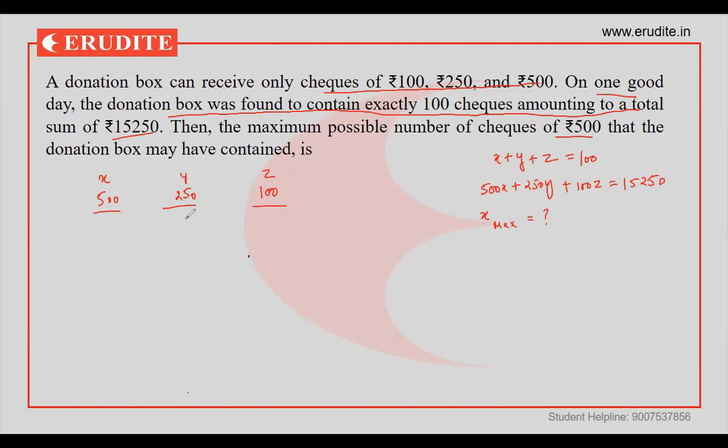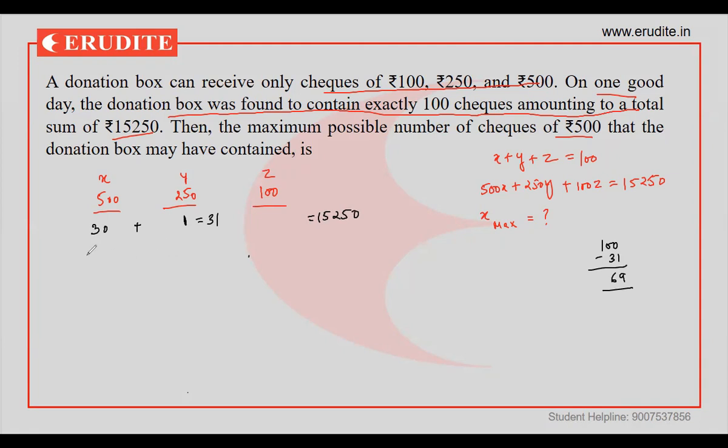So let's say I am putting one 250 check and 30 500 checks. Then the sum still comes to 15,250. But the total number of checks is coming how much? 31, which should be 100. So that means how many fewer checks do we have? 69 fewer checks we have, right?